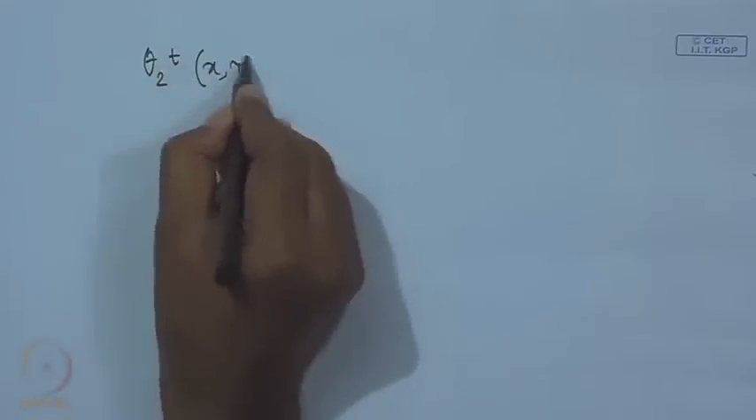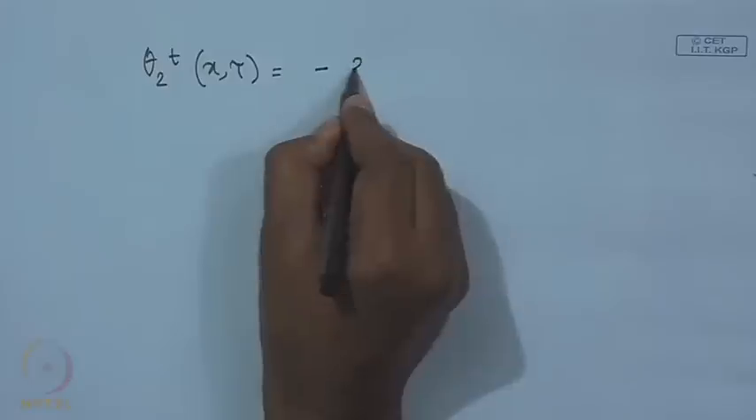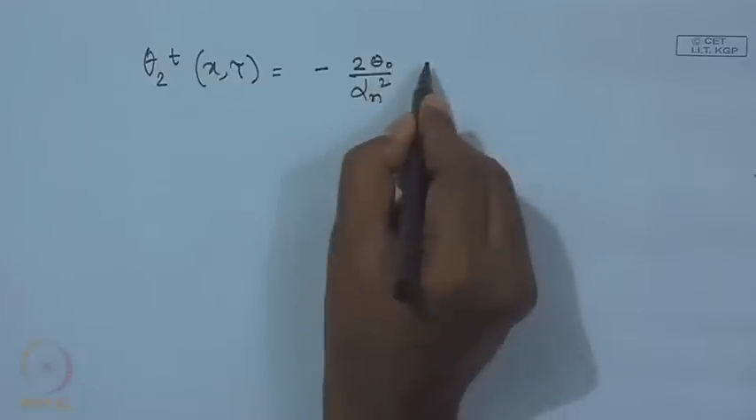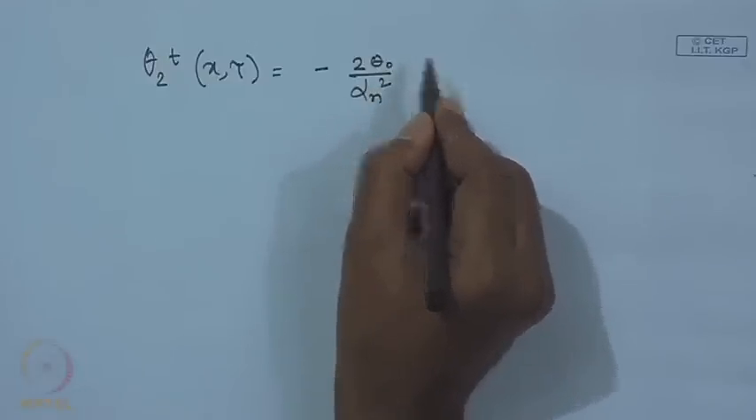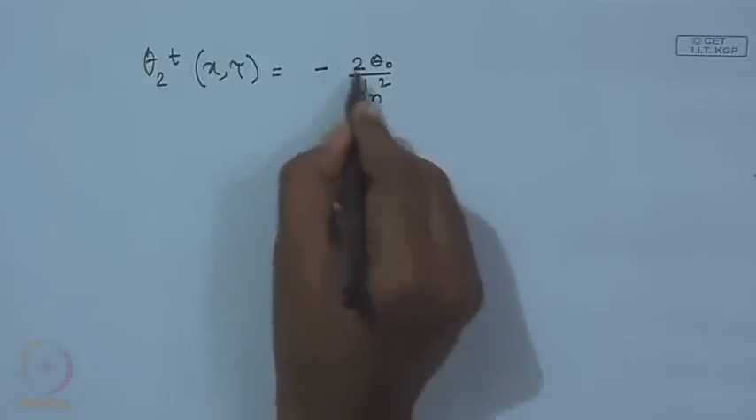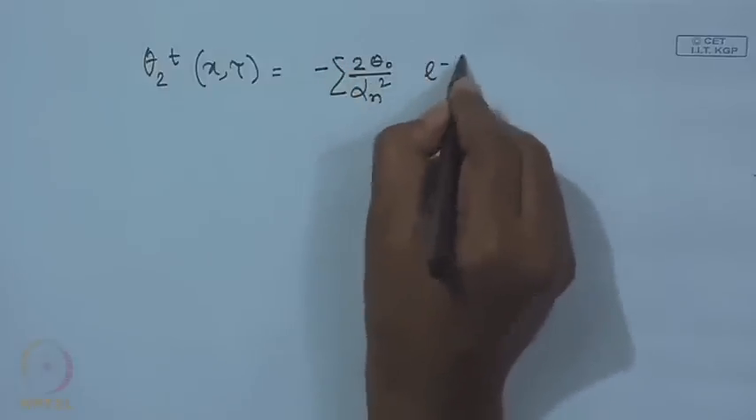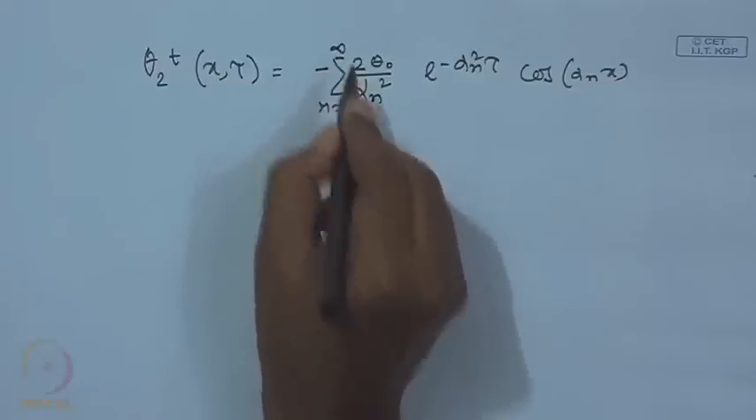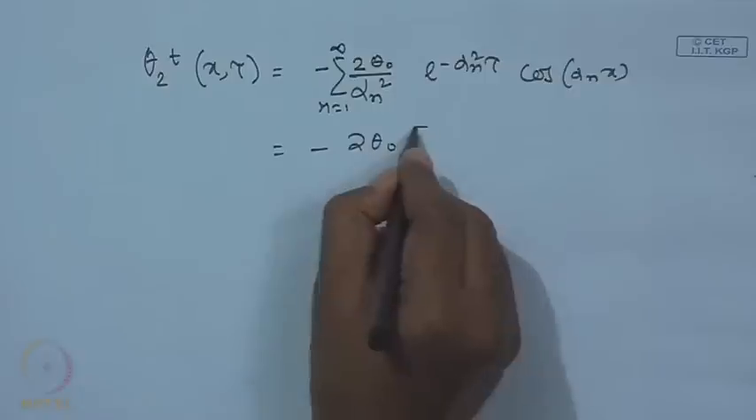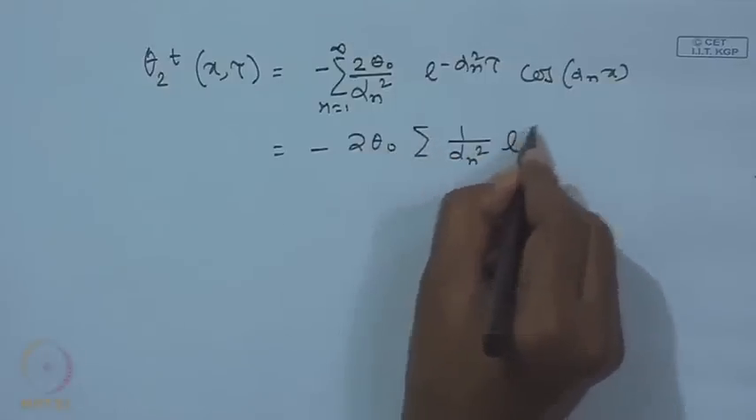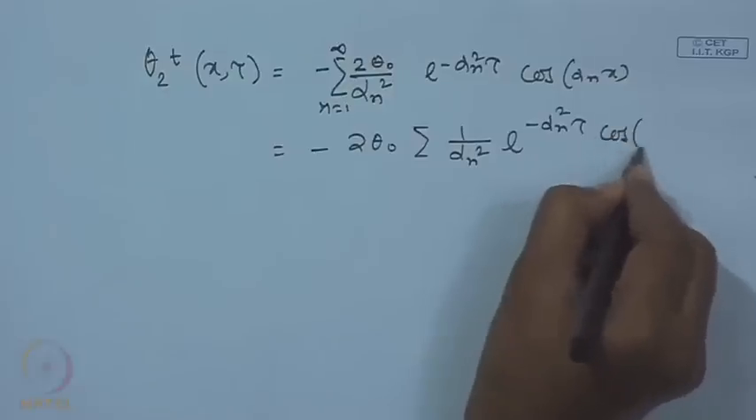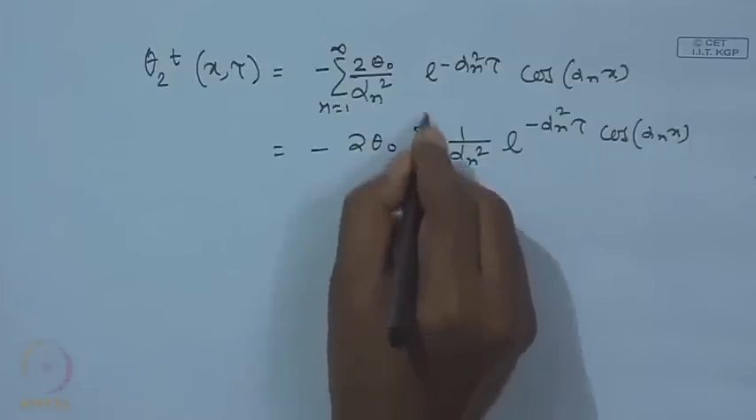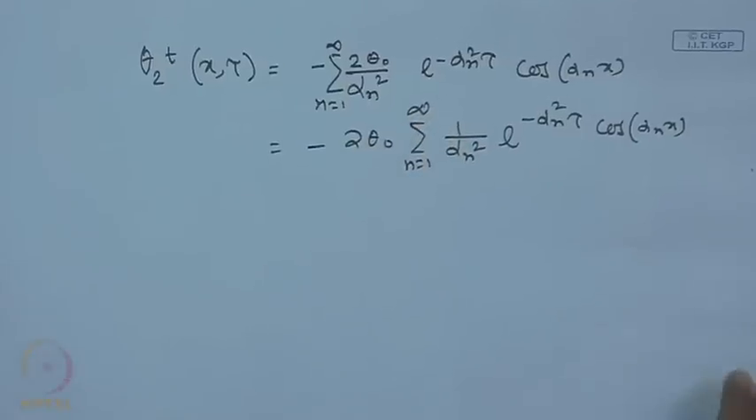Now we are in a position to write the complete solution of theta 2 t. So, theta 2 t as a function of x and tau should be minus 2 theta 0 by alpha n square, summation of e to the power minus alpha n square tau cosine alpha n x, n equal to 1 to infinity. So, you can take minus 2 theta 0 common, so it will be 1 by alpha n square e to the power minus alpha n square tau cosine alpha n x, n equal to 1 to infinity. So, that gives the complete solution of theta 2 t.